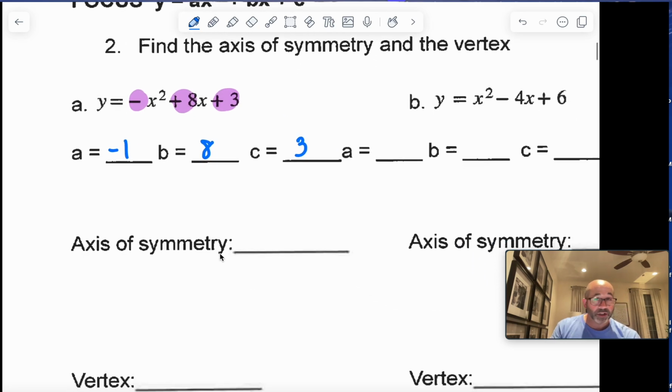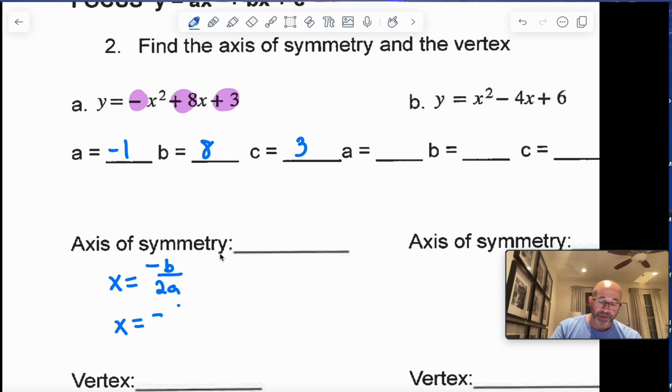Now there is an equation to find the axis of symmetry. It's part of our quadratic formula, which you guys will learn later, but it's -b over 2a. So when we take this, what we're saying is the opposite of b divided by 2 times a. So we get x is equal to... the b value in this is equal to 8.